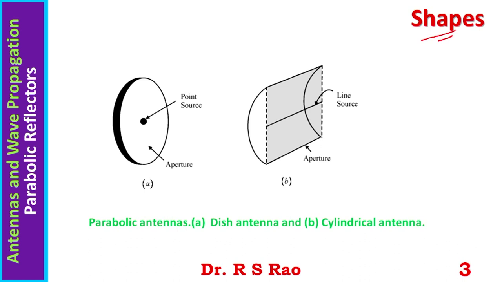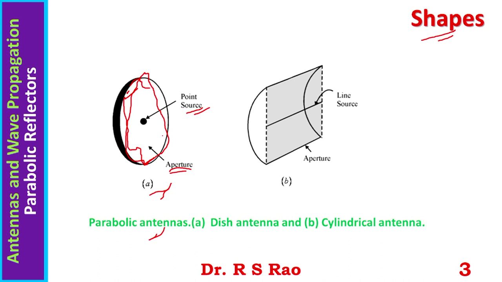The shapes of parabolic antennas are shown in A. It is round in shape. It is like a dish which can be found commonly in the kitchen. The imaginary surface that is bounded by the edge of the dish is called the aperture. Aperture can be defined as the imaginary surface through which signal enters into the antenna or leaves from the antenna. Now here is shown a source also, a point source.